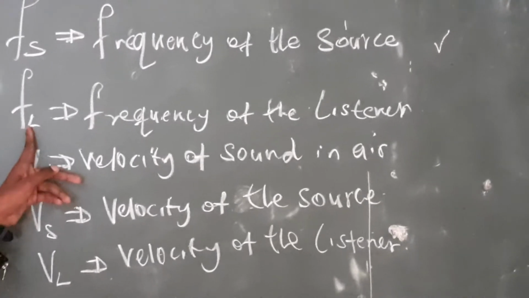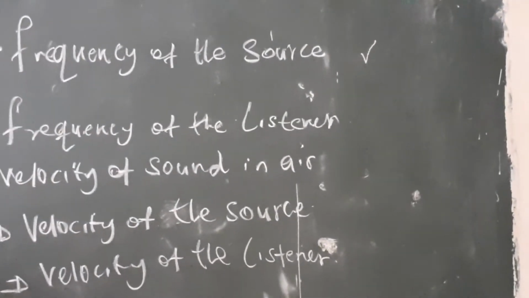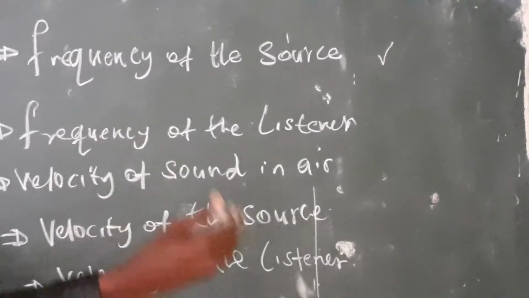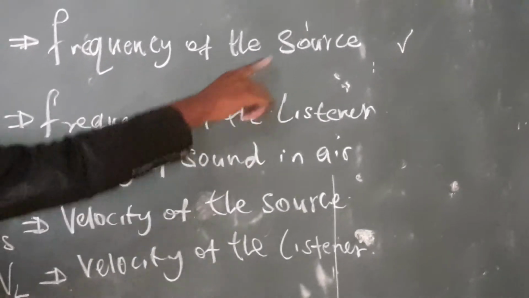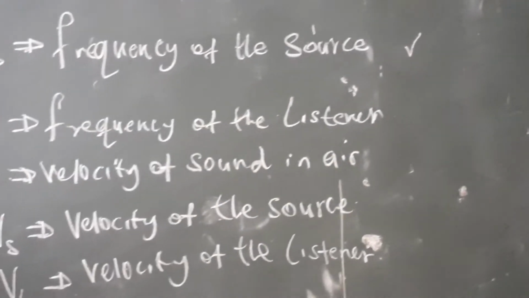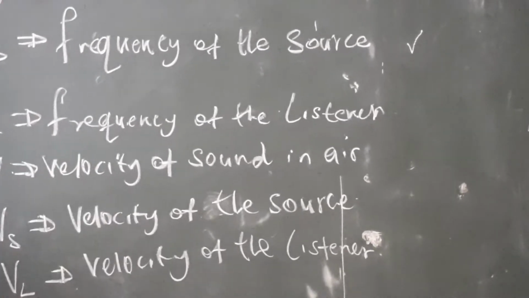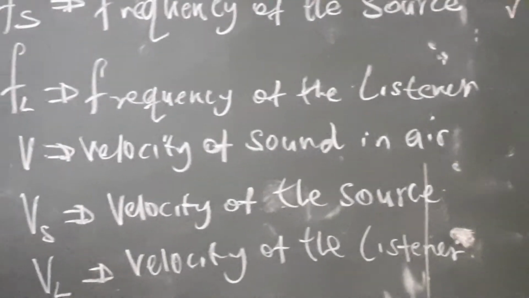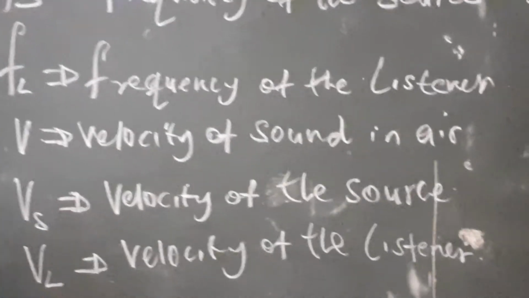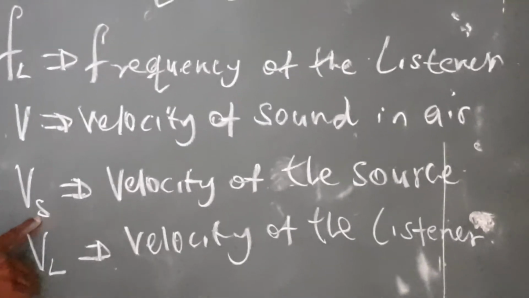So this is the frequency of the listener, where the listener can be you listening to the source, or the sound coming from the source. And then this is the velocity of sound in air, which we showed is 343 meters per second, but it differs with the locations where you are. And then this is the velocity of the source.